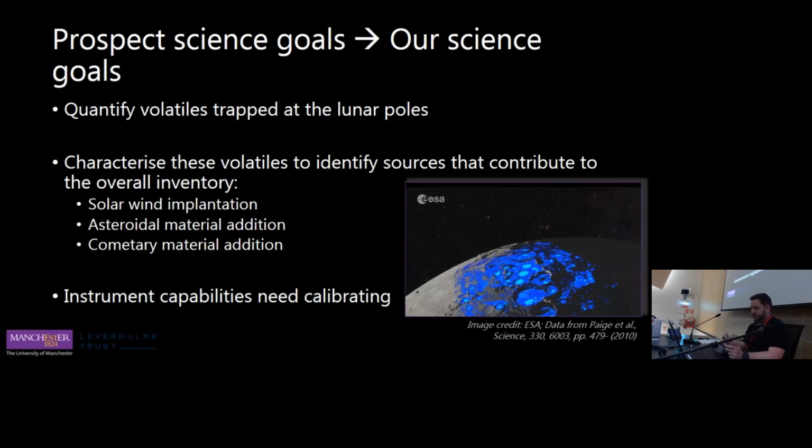And our team in Manchester has kind of kicked off the cross-lab calibration process, focusing in on the noble gases. So those are helium, neon, argon, krypton, and xenon. And the aim is really to calibrate the instrument capabilities against some lab-based standards.